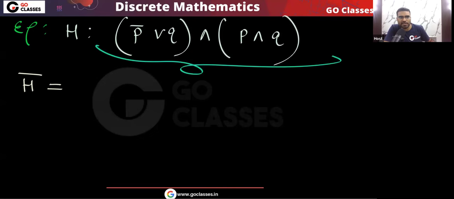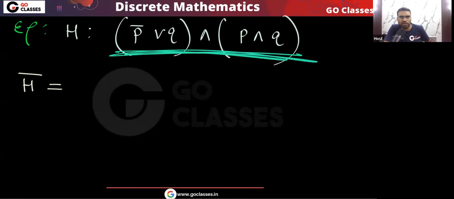So, for example, let's assume that you have this expression H, and H is like this: P bar or Q, and P and Q. So let's assume this is H. Then what will be H complement, H negation? If this is H, here you can notice what you have: and, or, and P, Q.